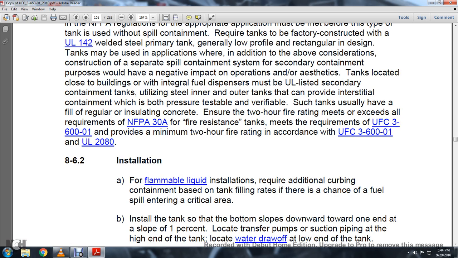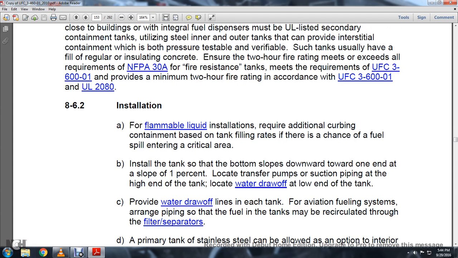8.6.2 Installation for flammable liquid installations requires additional curbing and containment based on the tank filling rates, to reduce the chance of a fuel spill entering the critical area. Install the tank so that the bottom slopes downward toward one end at 1%. Locate the transfer pump suction piping at the higher end of the tank. Locate the water draw off at the low end of the tank. Provide water draw off lines for each tank of the aviation fueling system, arranging the piping so that the fuel in the tanks may be recirculated through the filter separator.